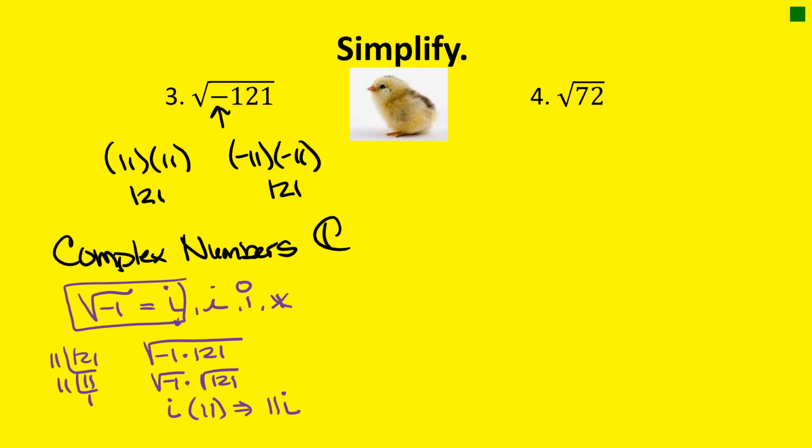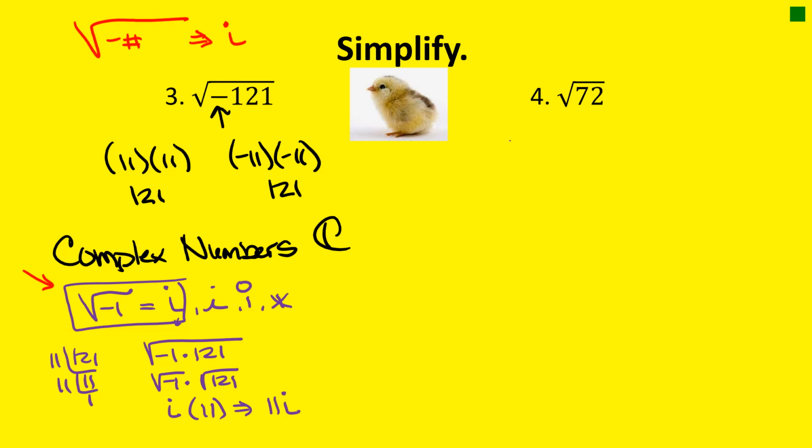So bottom line, if you have a negative under a square root, you're going to bring out an i because the square root of negative 1 is i. That will come up in future slides. So let's go back to normalcy.